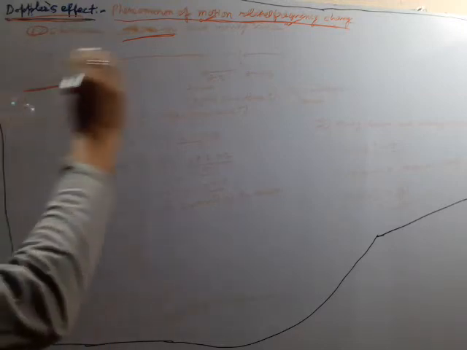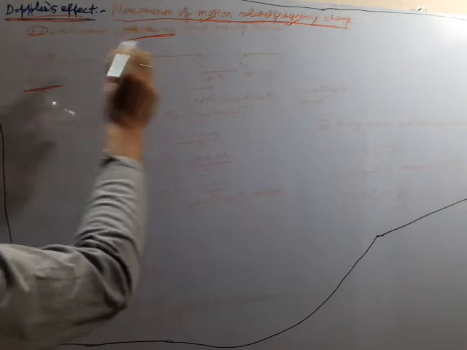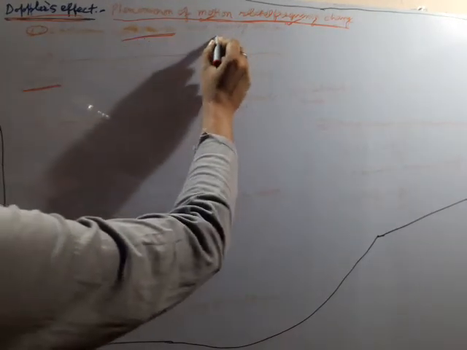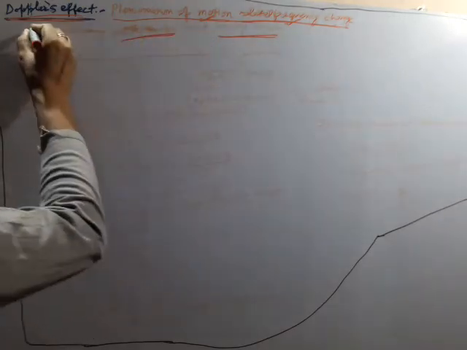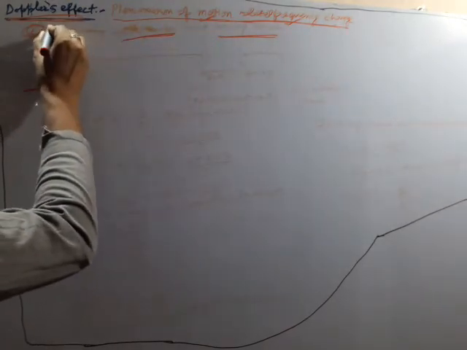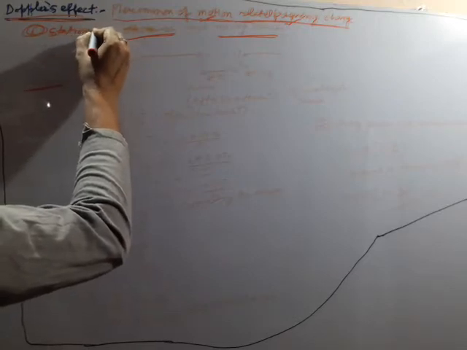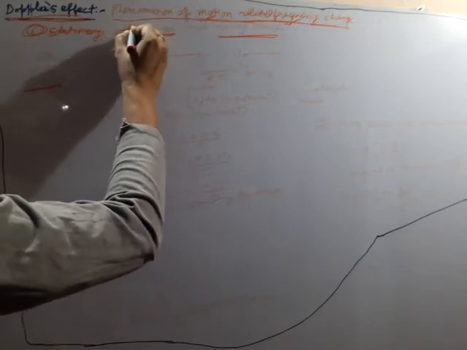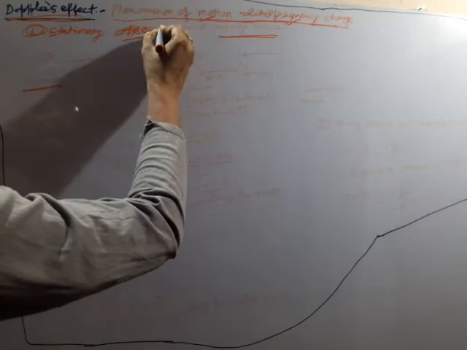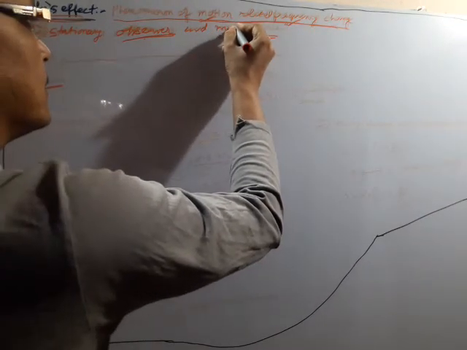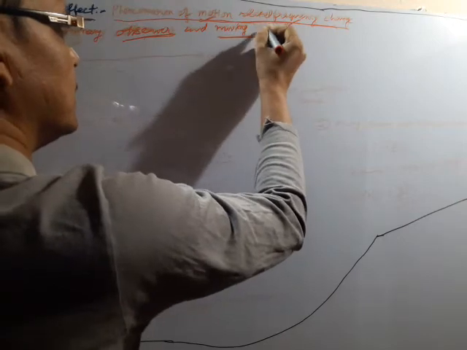Now here you will take two things, a stationary observer and a moving source. In the first case, what will you take? A stationary observer and a moving source.